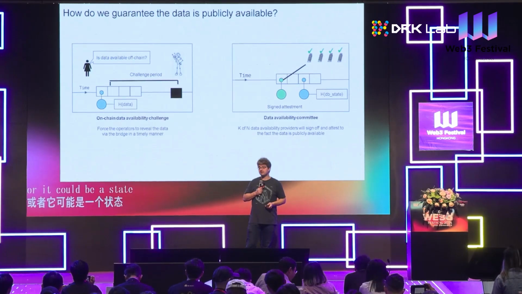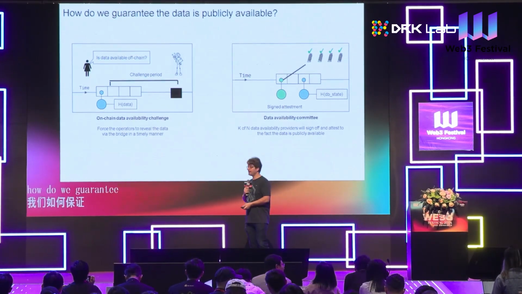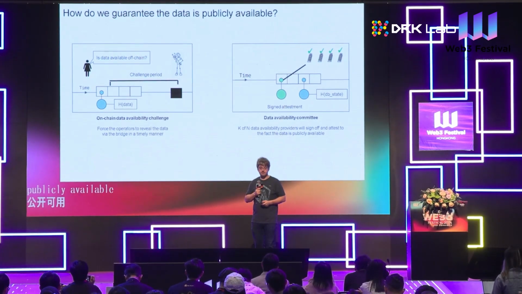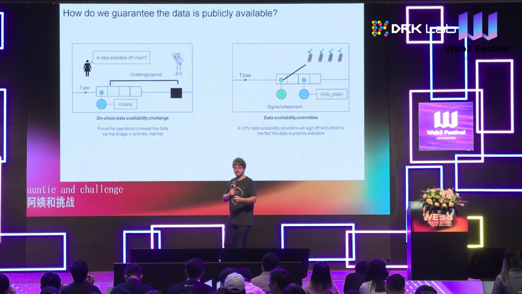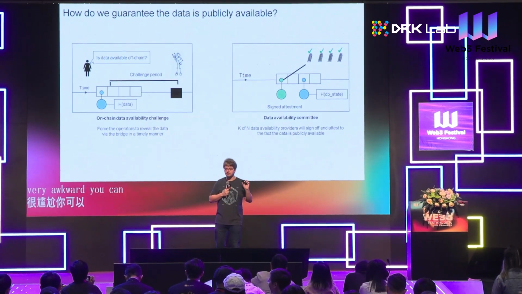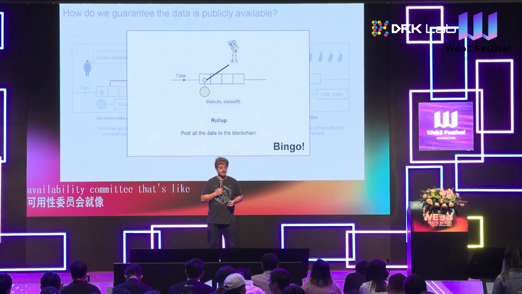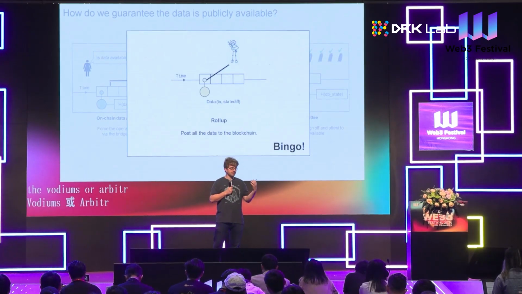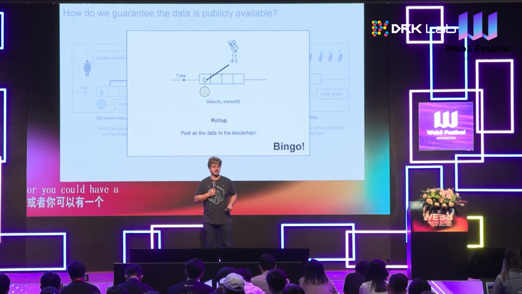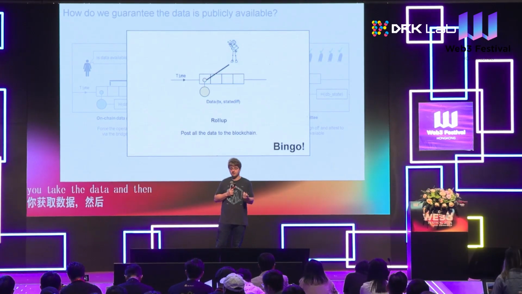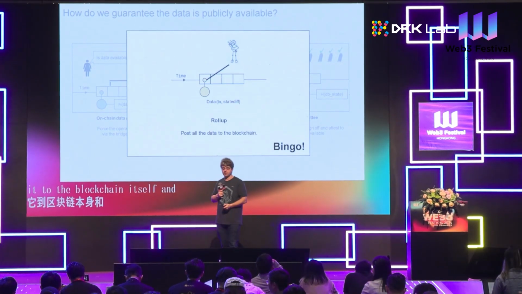How do we guarantee this data is publicly available? Plasma used an on-chain challenge process. It was very awkward. You can have a data availability committee, like the Validium or Arbitrum's AnyTrust. Or you could have a rollup where you take the data and post it to the blockchain itself. Most people do this today because it's the simplest solution and the most secure.